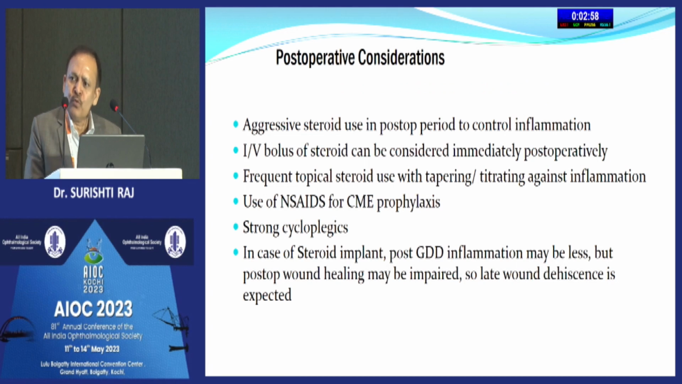So the post-op period is also very critical in case of uveitic glaucoma. Aggressive anti-inflammatory drugs are used in the post-operative period to control the inflammation. It's better to give an IV bolus of steroid immediately in the post-op period, and frequent topical steroids with tapering and titrating against the amount of inflammation. Also use non-steroidal anti-inflammatory drugs for prophylaxis of CME and give strong cycloplegics.